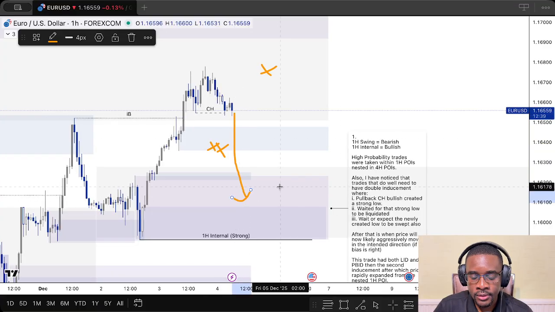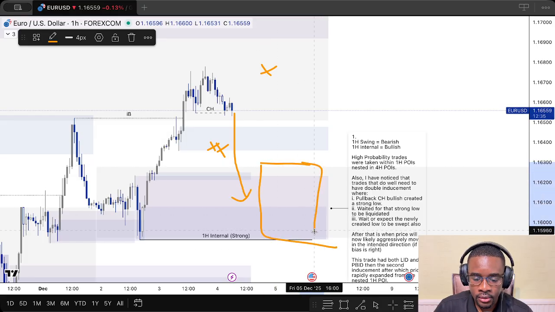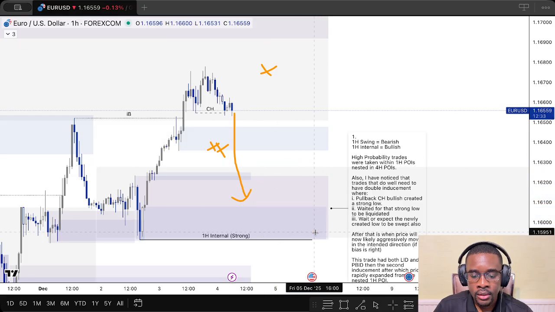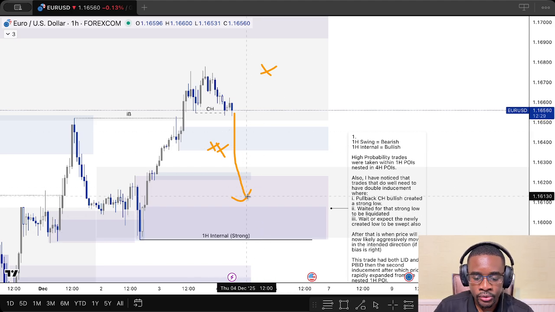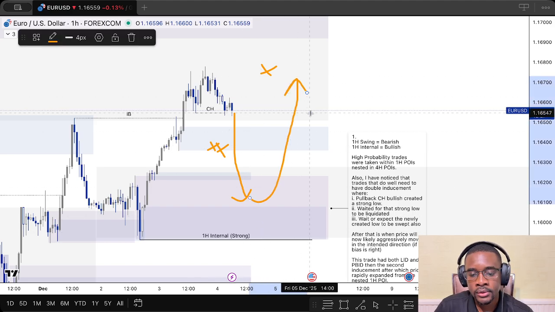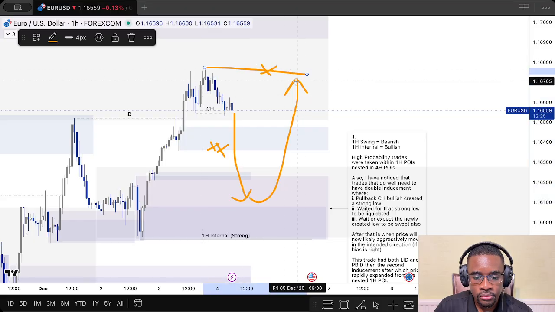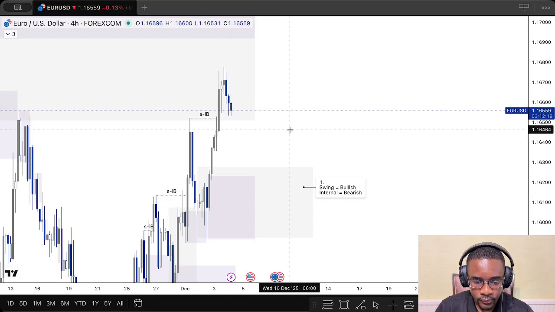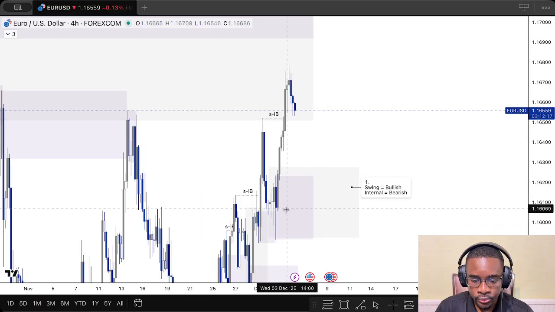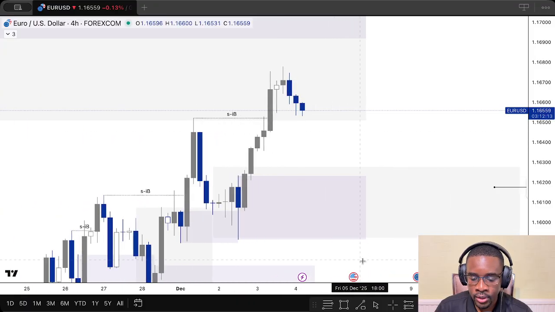Why? Because it's nested in a daily demand. Okay, this is daily demand. So because it's nested in a daily demand, price is likely to then rebound and then take out this weak high. All right, so the idea is still the same. We're still bullish. On the 4 hour, we've just had a strong bullish move. Now we've had a choke on the 4 hour as well.